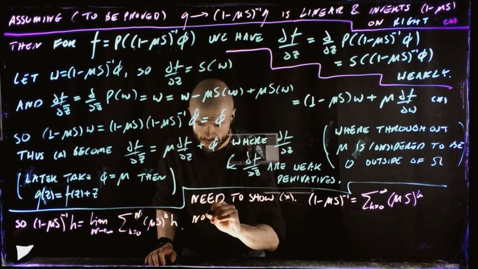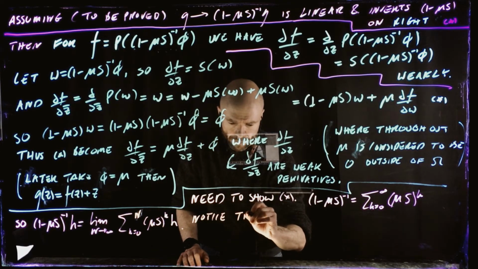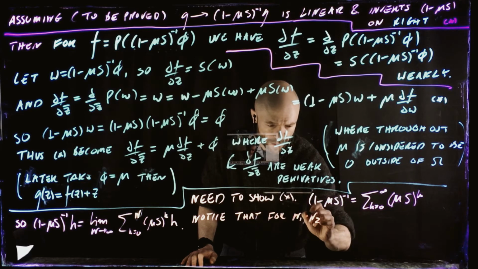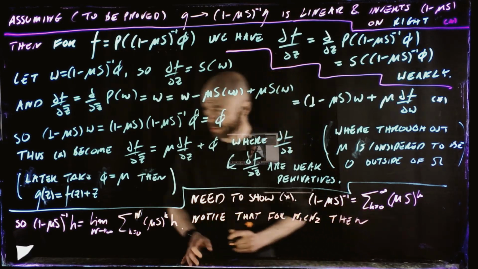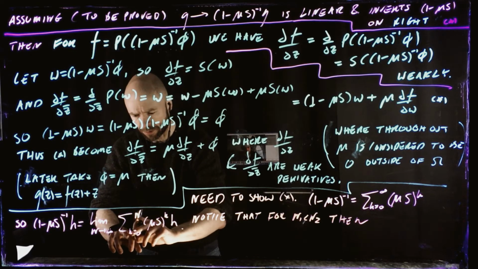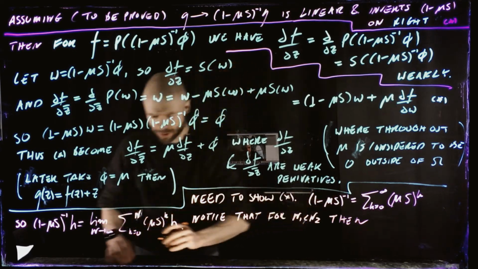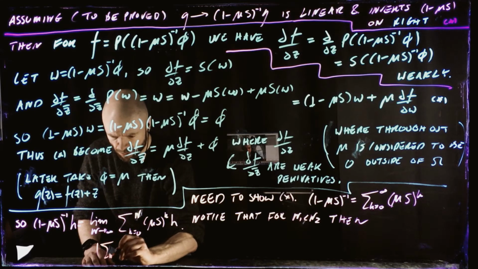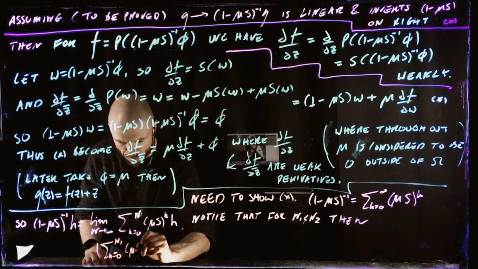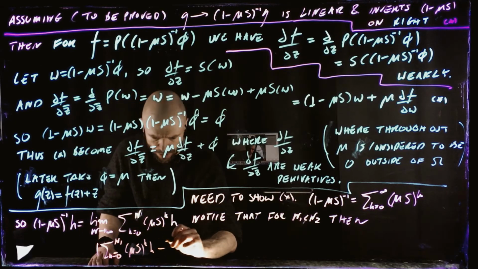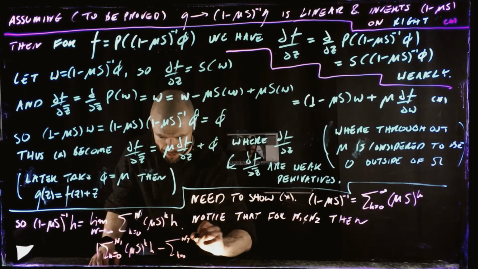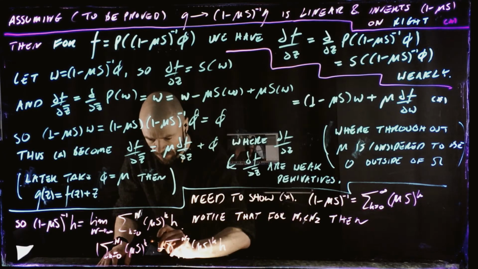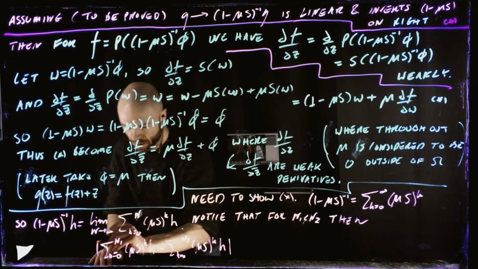So notice that for any n1, n2, let's take n1 less than n2, if we form the Cauchy sequence of the partial sums from k equals 0 up to n1 and k equals 0 up to n2, and then take the difference of those, then we have the following: the sum k equals 0 to n1 of mu S to the k times h minus the sum from k equals 0 to n2 of mu S to the k times h, in the LP norm.